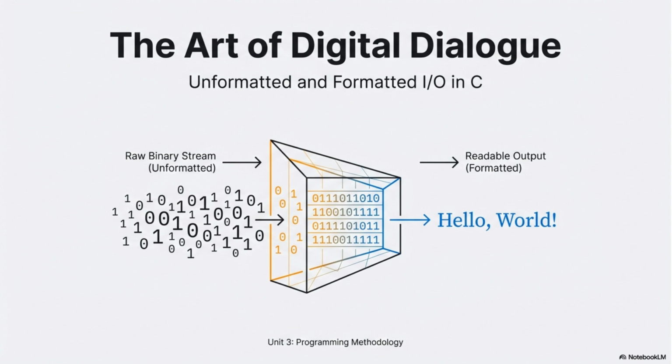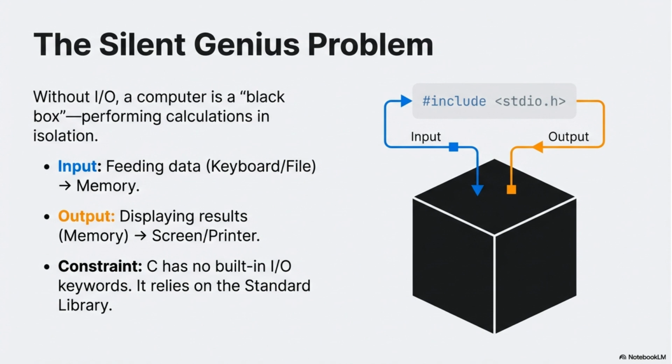Welcome to the Art of Digital Dialogue, where we explore unformatted and formatted I/O in C. We'll examine how raw binary data is translated into human-readable output. Without input/output, a computer is a, quote, black box. I/O allows us to feed data into memory and display results to the user. C relies on the standard library, specifically <stdio.h> for I/O functions.